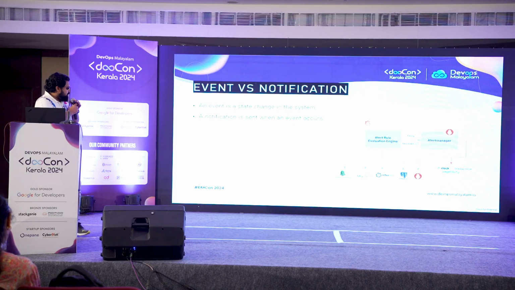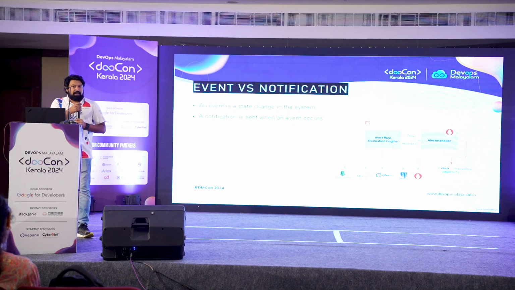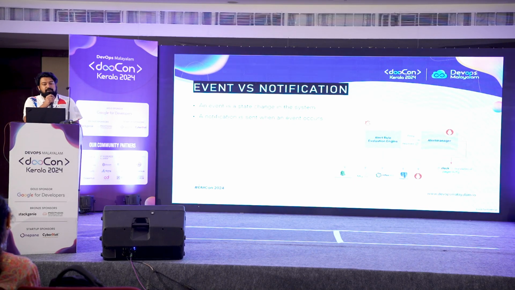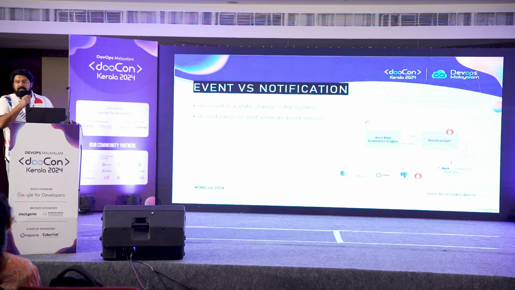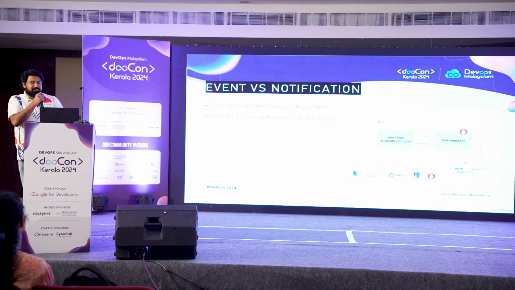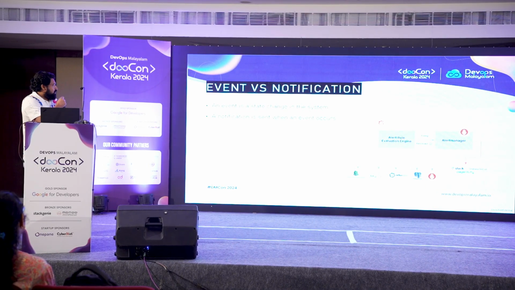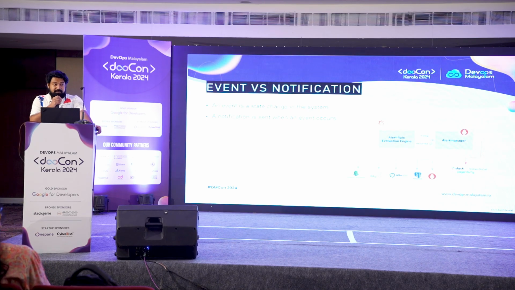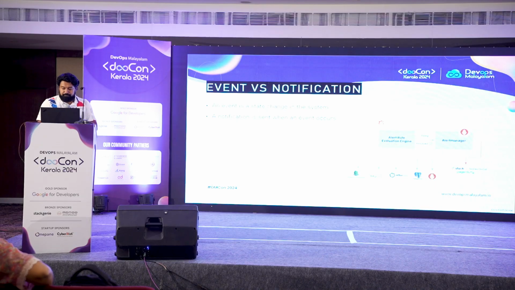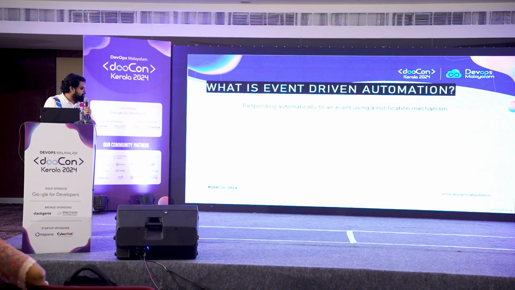So what is the difference between event and a notification? An event is a change in a system. That means if something happens to a system, that's an event. So in Kubernetes, you have a command called kubectl get events, so you'll see all the events. Then what is notification? Notification is something that is letting you know something happened. That happens when an event occurs.